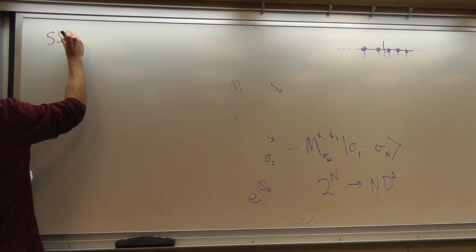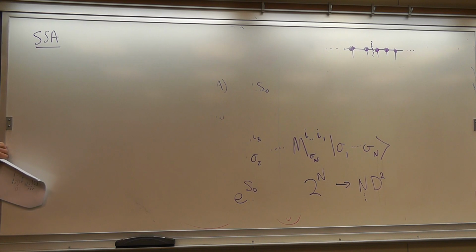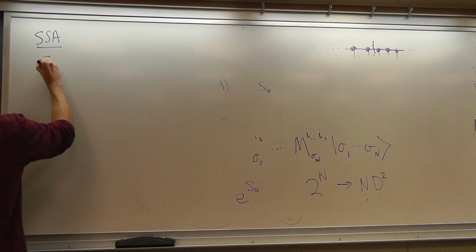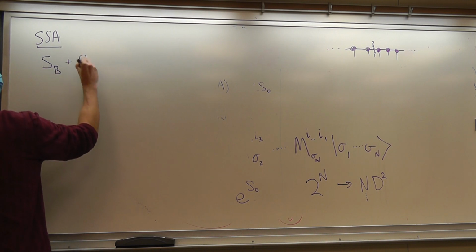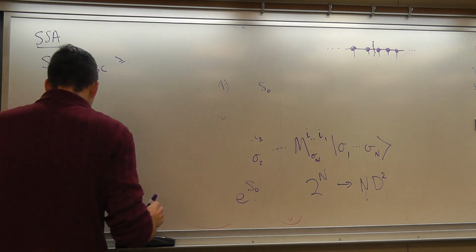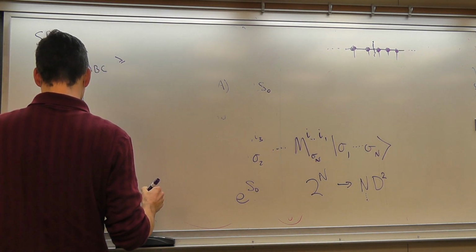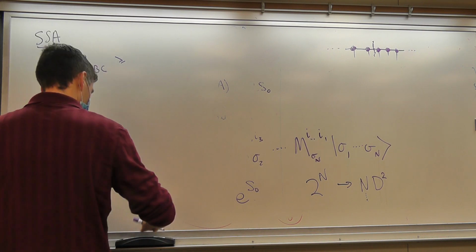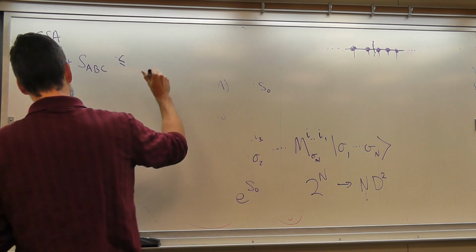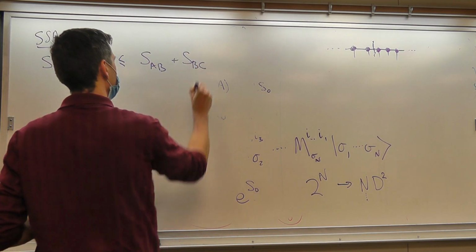So to give you an example of that, let's look at strong subadditivity for that same configuration of A, B, and C. So strong subadditivity, recall, says S of B plus S of ABC is less than or equal to, yeah, less than or equal. My notes got it backwards. Less than or equal to S of AB plus S of BC.